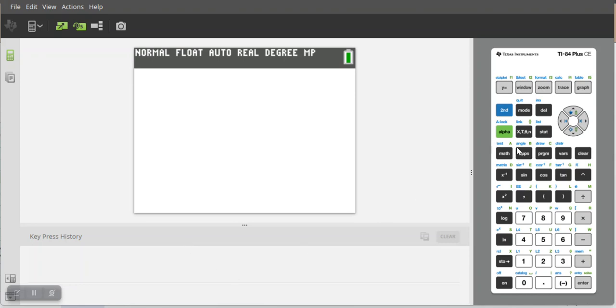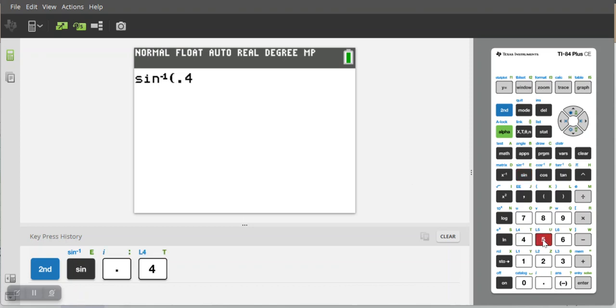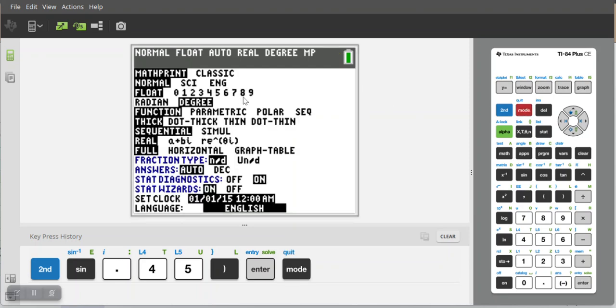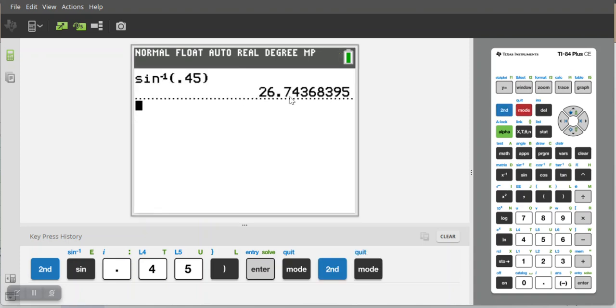So if I want to know what angle has a sine value of, say, 0.45, all right, that's between -1 and 1, so this should work. I hit enter, 26.744 degrees if you round. My mode is in degrees, so I would interpret this to mean that's a 26.744 degree angle.